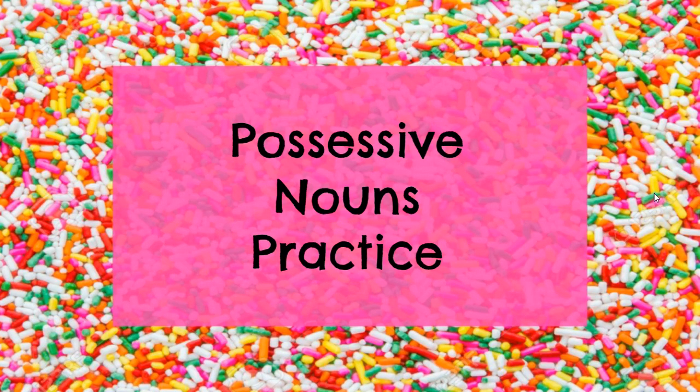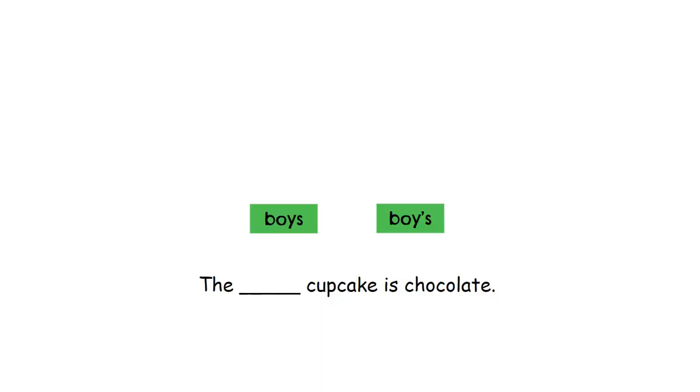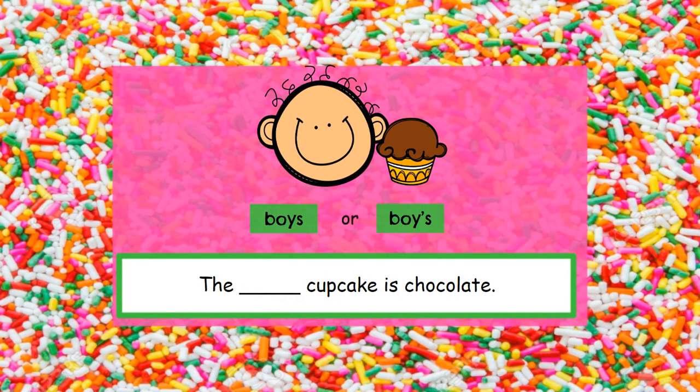Possessive nouns practice. Now we are going to practice when we use possessive nouns and when we use plural nouns. We're going to practice knowing the difference. We're going to do this first one together. It has a picture and then it has a sentence that's missing a word, and we have to decide which word would make the sentence correct.